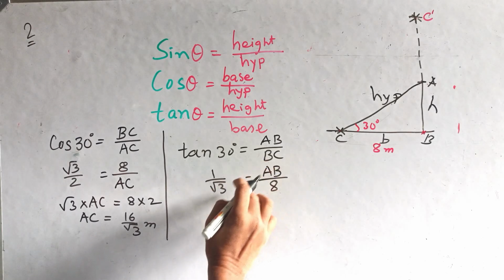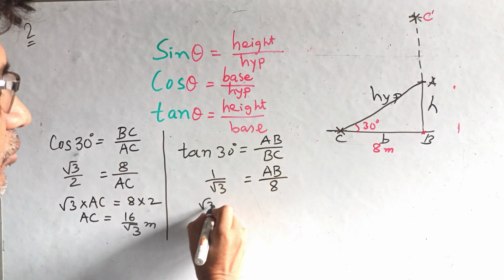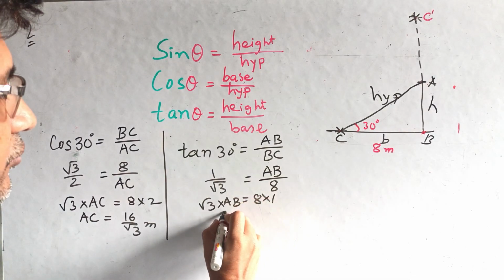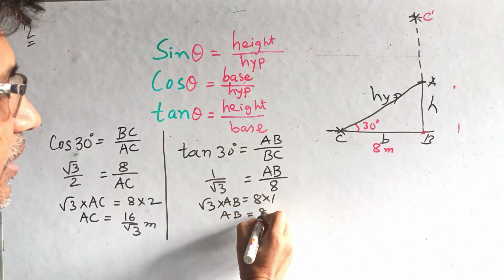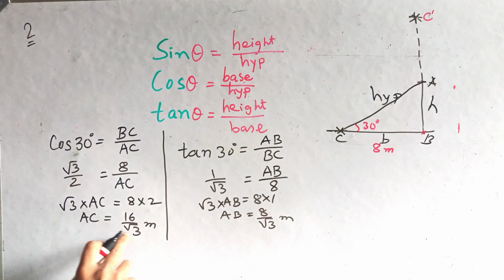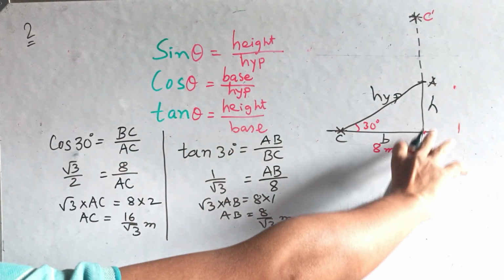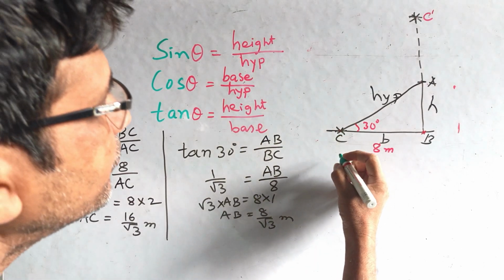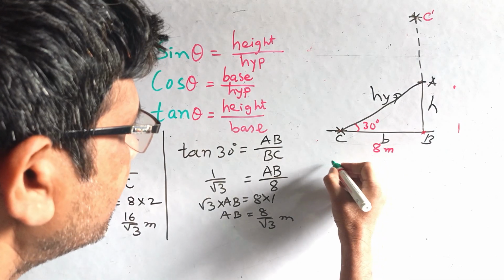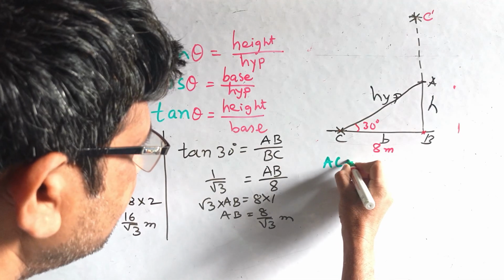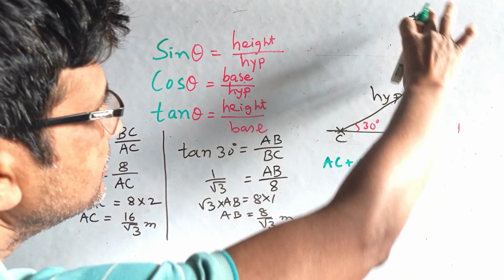Now you cross multiply. So AB is unknown. So I will say root 3 into AB is 8 into 1. Okay, so AB is 8 by root 3 meter. So here AC is this and AB is this. To find out the total height of the tree, we'll add both of them. Here the addition you have to do a little carefully. AC and AB we have to add.